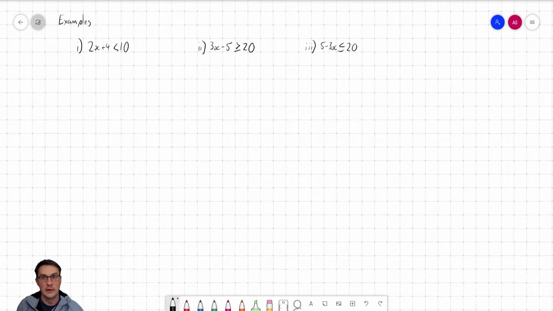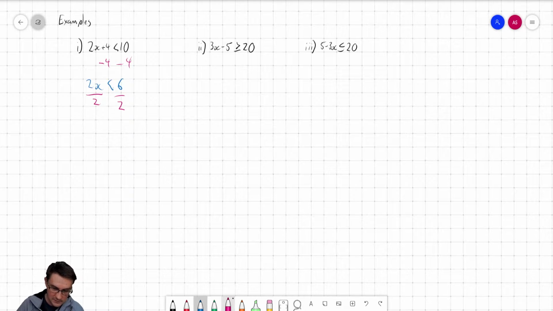Amazing people. Now what we're going to do is work through some examples of solving equations with inequalities. In this first one, we've got 2x plus 4 is less than 10. As we solve it, we just do our normal algebraic solving techniques. We're going to end up with 2x is less than 6, and then I can divide both sides by 2, and that will give me an answer of x is less than 3.